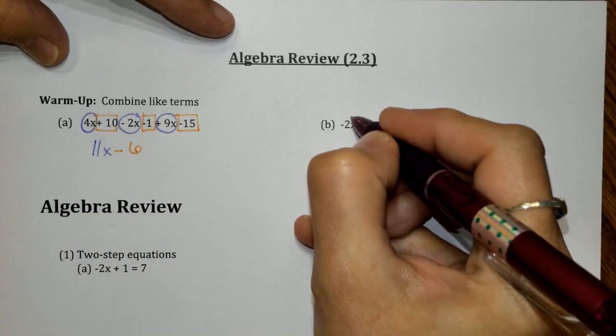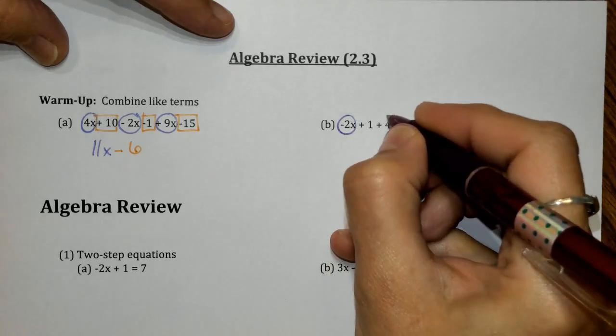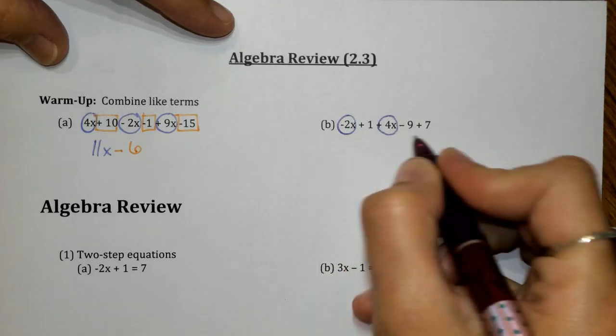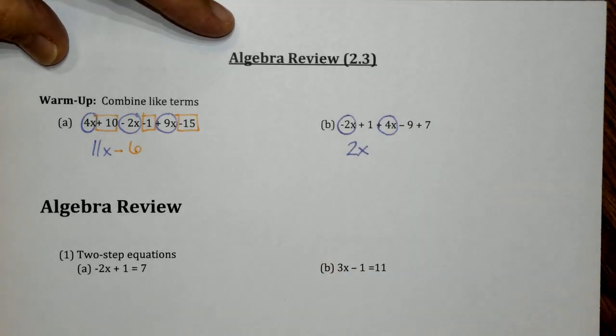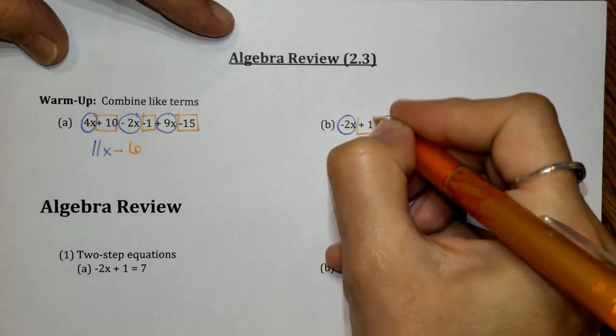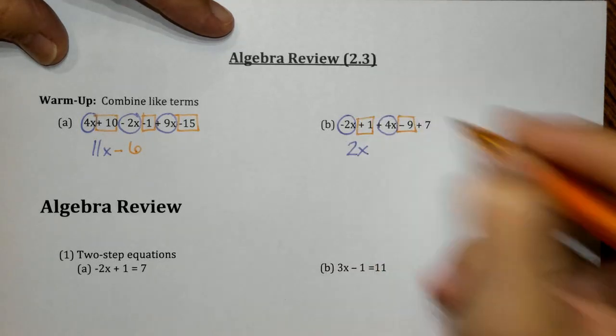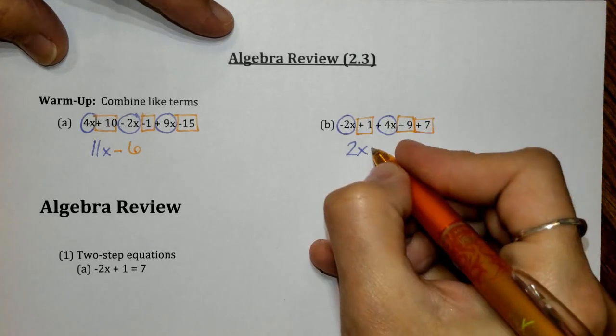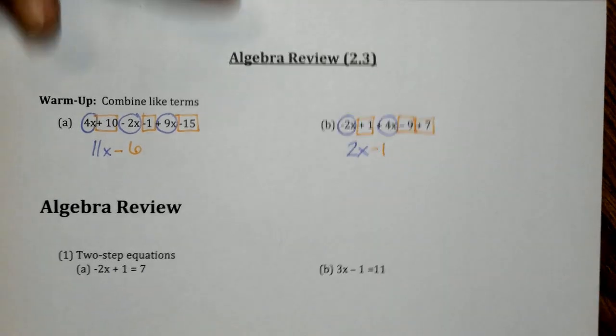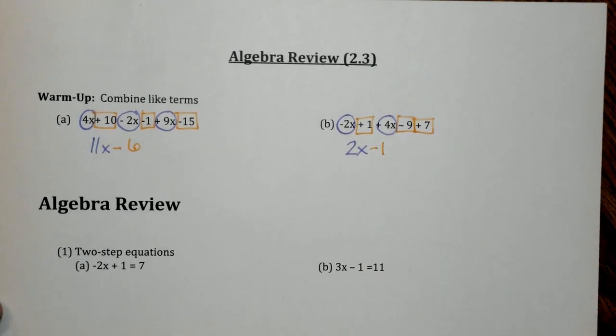The next one, go ahead and take a look. We have negative 2x plus 4x, and those are all my apples. And this combines to give us a positive 2x. Then I'm going to take my positive 1, negative 9, positive 7. We combine all these together, we get a negative 1. Okay? So that's 2x minus 1.